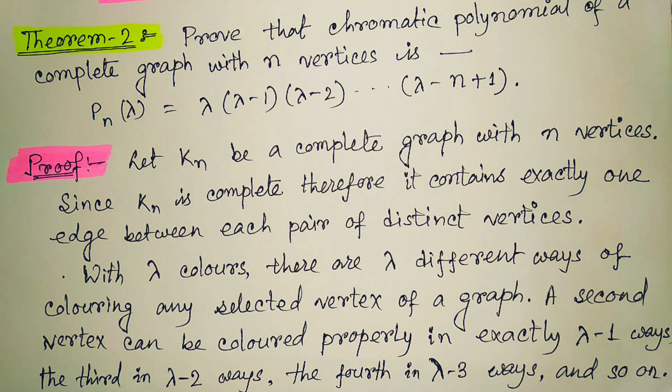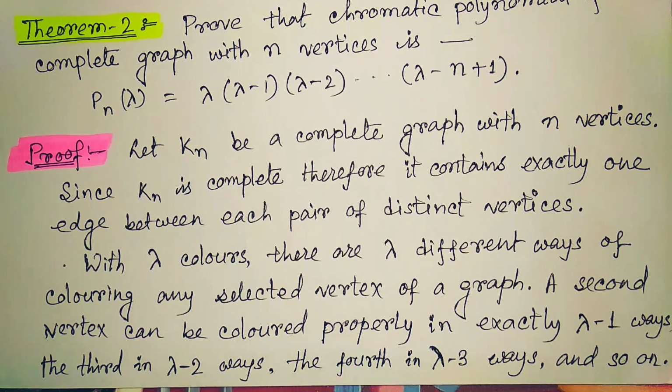So the first vertex can be colored in lambda different ways, because out of lambda colors we can choose any color in lambda ways. After choosing one particular color from lambda, the second vertex can be chosen in lambda minus 1 different ways. Then the third vertex similarly can be chosen in lambda minus 2 ways, and the fourth vertex in lambda minus 3 ways, and so on. So all the vertices we can choose in this way.